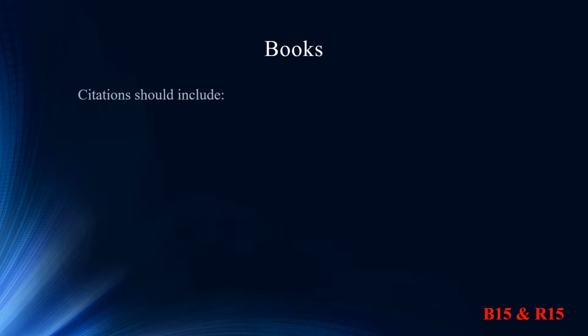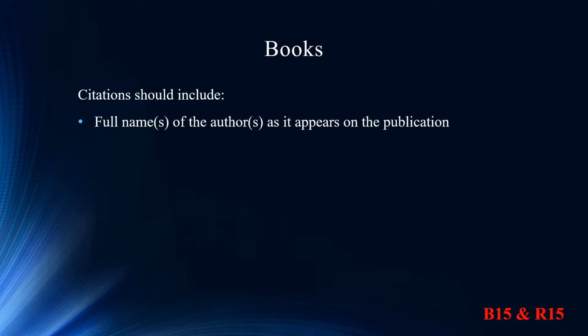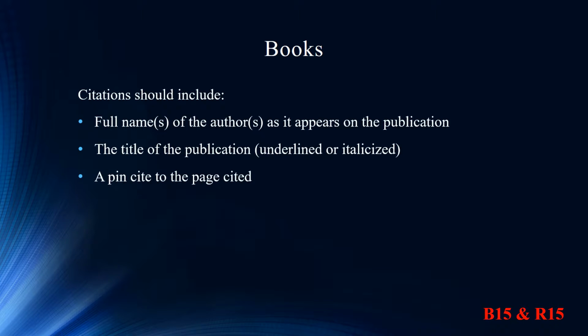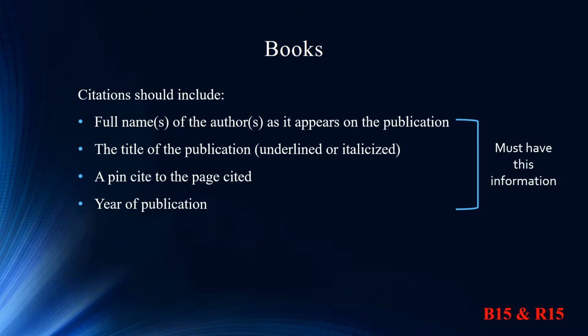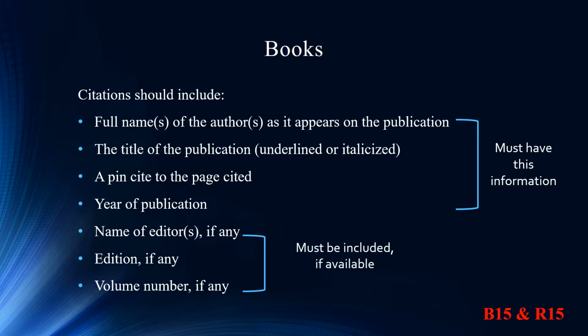Book citations should include the following: the full name of the author as it appears on the publication, the title of the publication, either underlined or italicized, a pin cite to the page you want to cite, and the year of the publication. All of this information must be present in a book citation. However, you have to remember to look for other things such as names of editors, editions, or volume numbers. Not all books have this information, but if your book has any of this information, you must include it in the book citation. Rule R15 describes that in specifics.